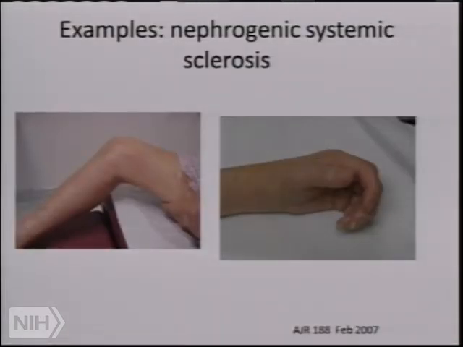That has become an issue because some of these agents will allow gadolinium to be released, especially in patients with renal failure. Those patients can go on to develop this very peculiar but devastating illness called nephrogenic systemic sclerosis, in which they get a stiffening of their joints and soft tissues.